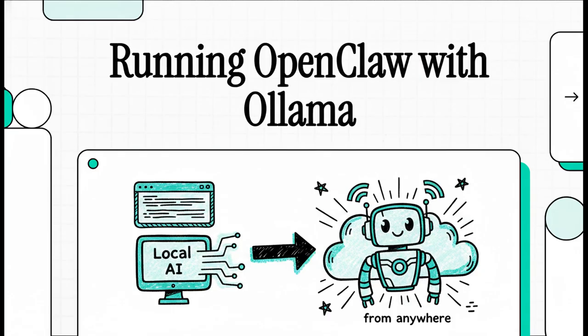It's called Running OpenClaw with Ollama. And this is all about taking your local AI out of that fragile terminal window and giving it a permanent, always-on body that you can text from anywhere.